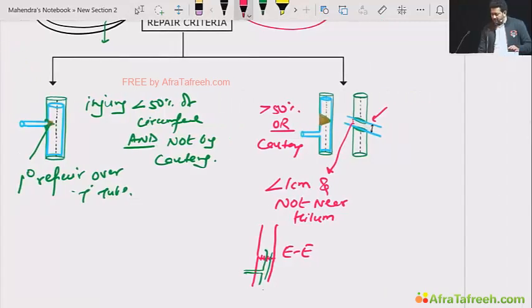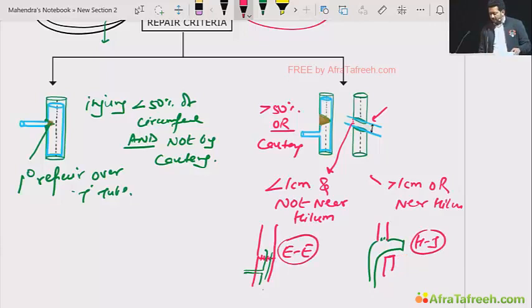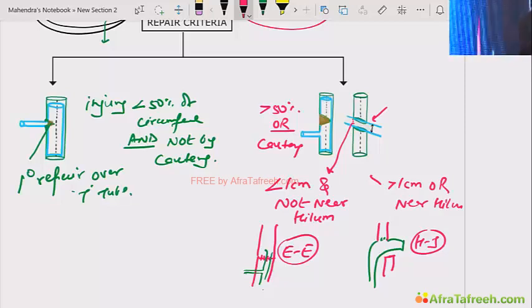But if the gap is more than 1 centimeter, or it is near the hilum, then you will do a hepaticojejunostomy. You can close the distal end, and the proximal end is anastomosed with the jejunum. So remember what you are supposed to do if you find the injury at the time of surgery. Last to last year, about 2 years back, this question was asked about bile duct injury. So you should be very clear on the criteria and guidelines.